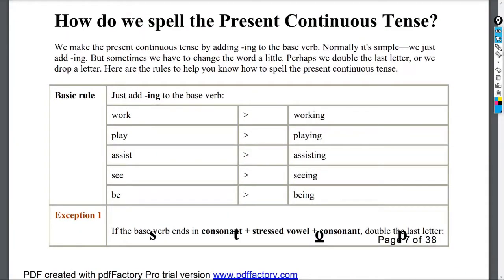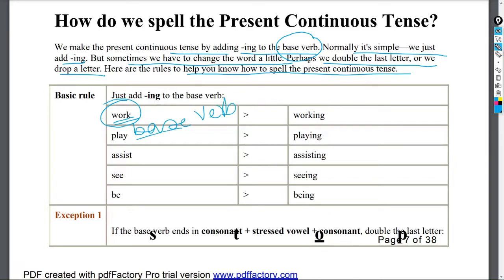My dear children, ye jo kuch rules bolenge hum, ye bahut important hai, how to make the present continuous form. We make the present continuous tense by adding ing to the basic or the base verb. Normally it is simple, we just add ing, but sometimes we have to change the word a little. Perhaps we double the letter or we drop a letter. Here are the rules to help you know how to spell the present continuous tense. So now let us see the first one, work. Work is the base verb, hai na? Or the root verb. Abhi hum dekhenge, ye normal jo ye hai na. This is syllable.